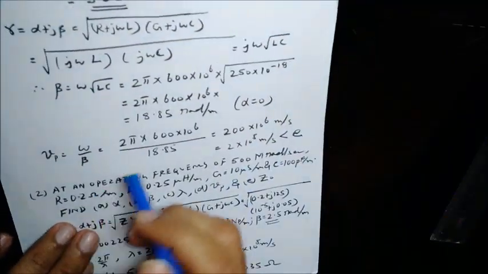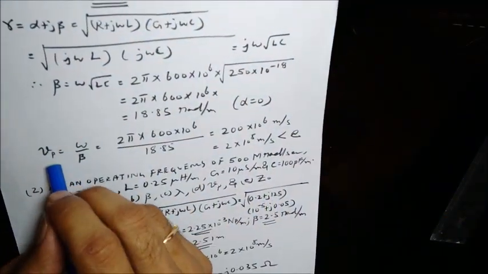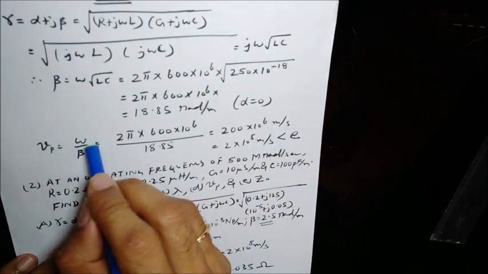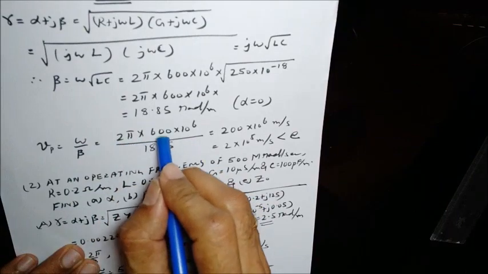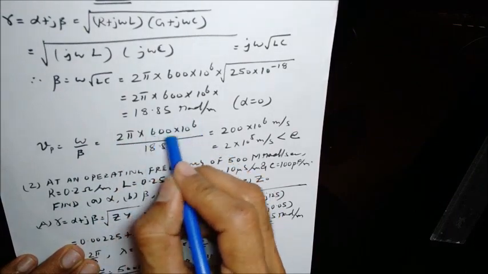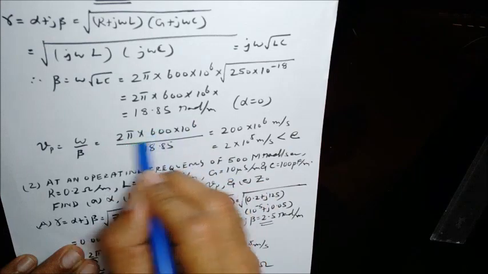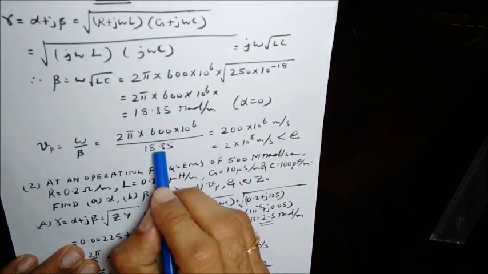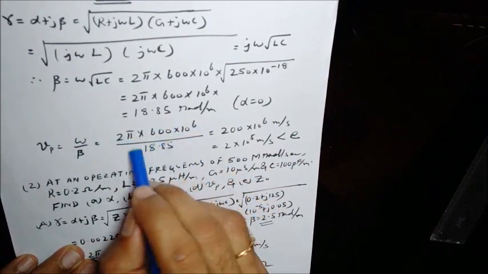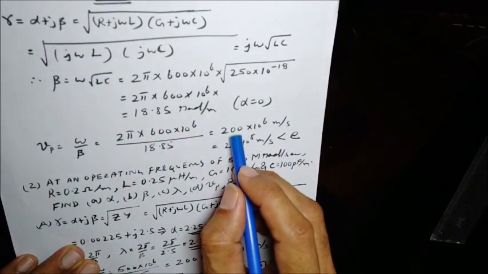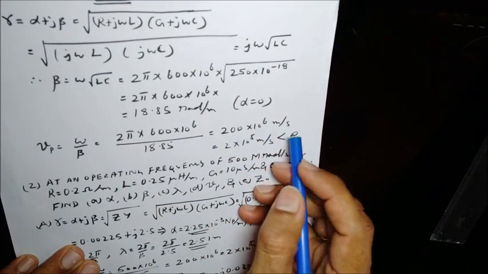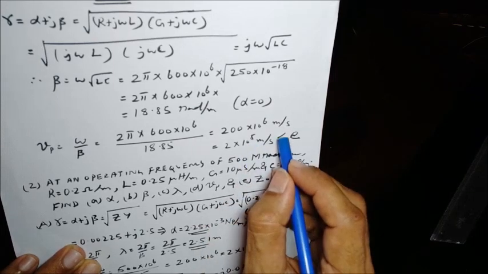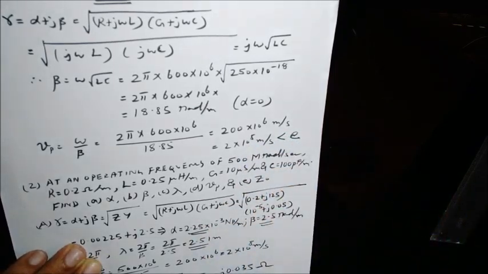Now the phase velocity. Again, from the previous discussions, the phase velocity is ω by β, which in this case we can easily calculate. 2π into 600 into 10 power 6, this is the frequency of operation, so 2π into that frequency gives ω. And beta we arrived at here, 18.85. So divide the omega by the beta which you have calculated. You get the answer as 200 into 10 power 6 meters per second, that is nothing but 2 into 10 power 8 meters per second. And you can see that the velocity of propagation is less than c, which is 3 into 10 power 8 meters per second.